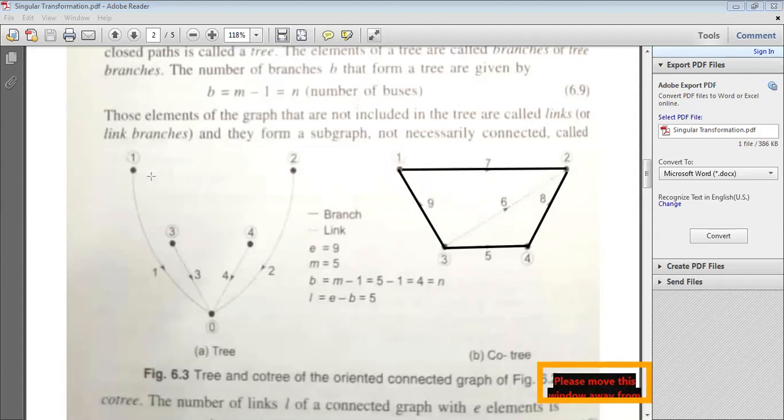So now you see here, this is node 1, node 2, and this is node 3, and this is node 4, and this is the reference node 0. Just by excluding that closed path, you can obtain a tree. Now you see here, there is a separate element. Element 1 is connected between 1 and 0, element 2 is connected between 2 and 0, element 3 is connected between 3 and 0, and element 4 is connected between 4 and 0.